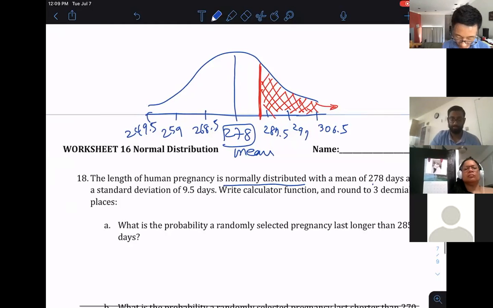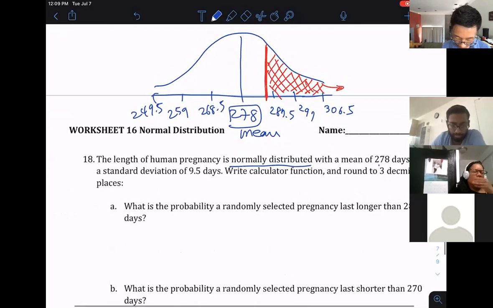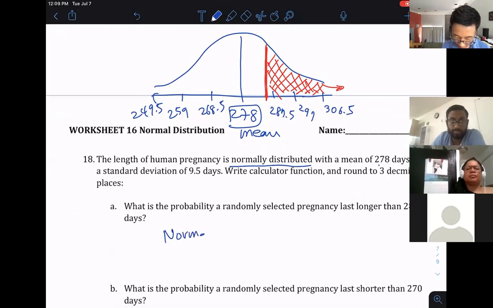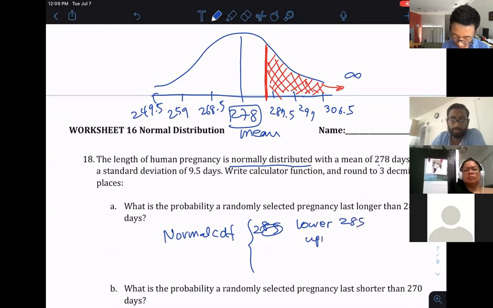Second vars. Is it normal CDF? Yep. The lower would be 285. The upper would be considered infinity technically, right? Yes. So I'll just put like 1,000,000 days.